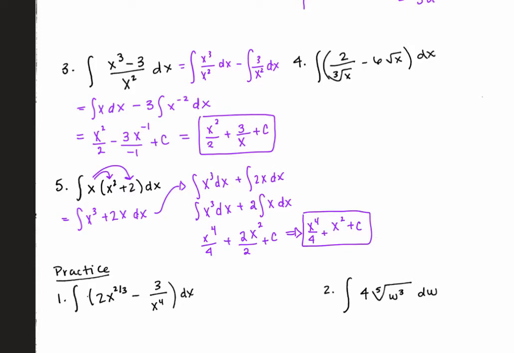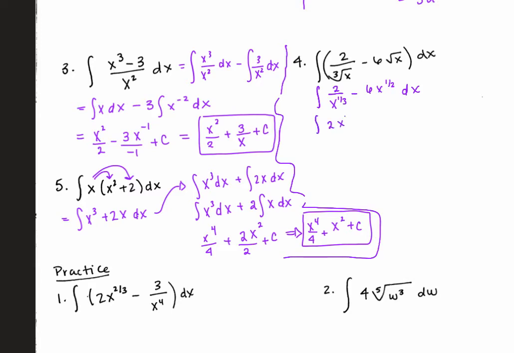Now I saved the best for last, number 4. This one has lots of square roots and fractions and all that fun stuff. So the first thing I'm going to do is rewrite my square roots and cubed roots as fraction exponents instead. So this will be 2 over x to the 1/3 minus 6x to the 1/2. Then I need that 1/3 to go up to the top. So I'm going to rewrite this as 2x to the negative 1/3 minus 6x to the 1/2.